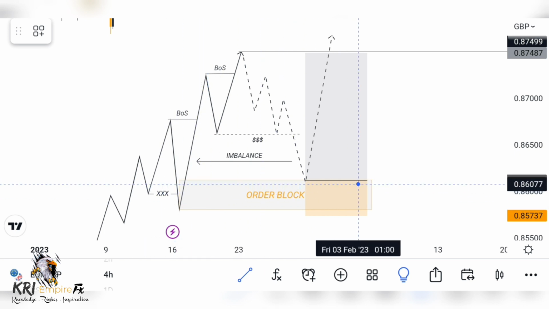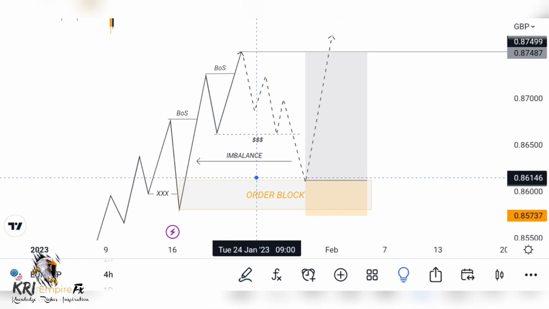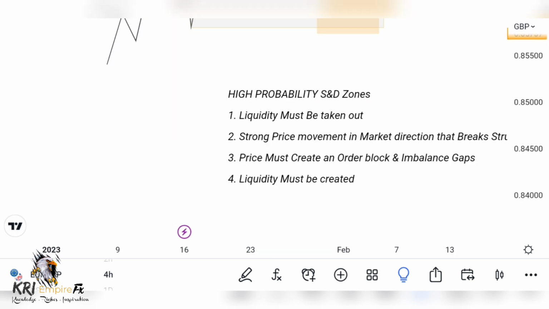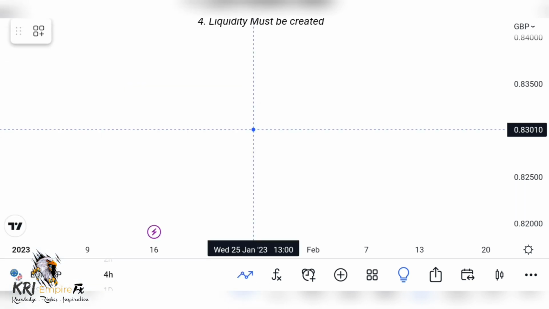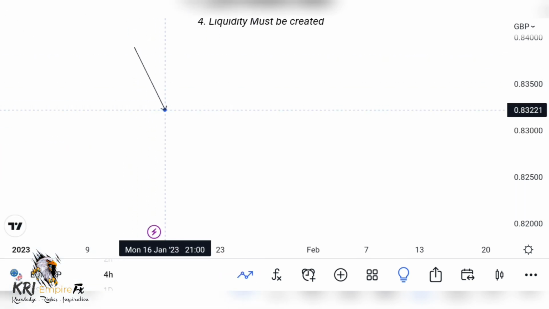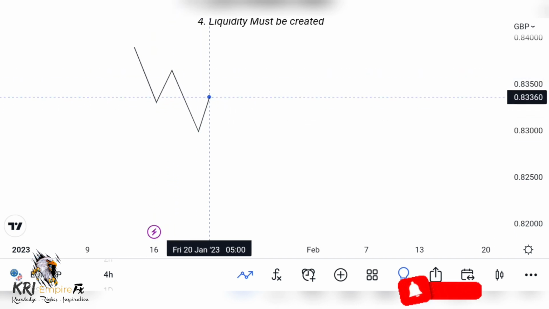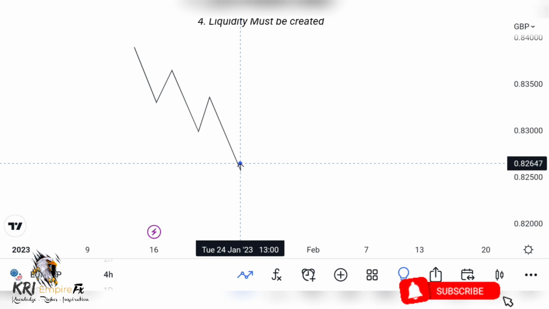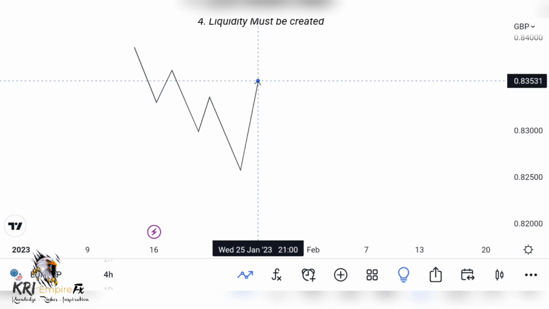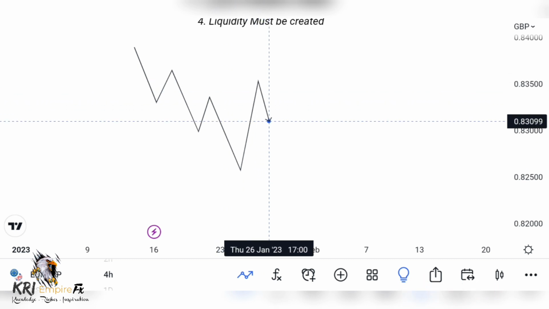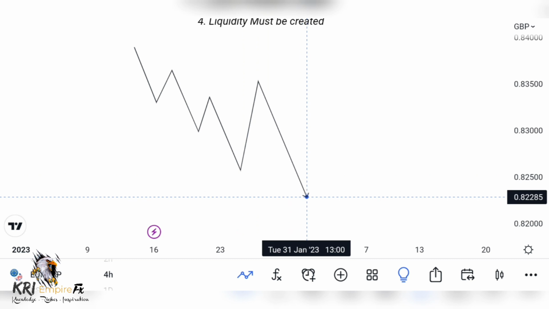And the same applies for a bearish market. In a bearish market, you'll get something like this. Say the market is making a series of lower highs and lower lows, then you'll find that the market will at some point take out this point and get to an area like this, then make a very strong push to the downside that will break this structure right here.